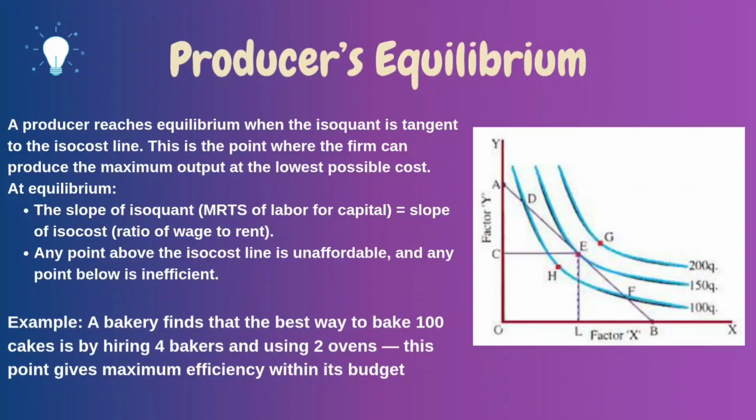At equilibrium, the slope of the isoquant equals the slope of the isocost. Any point above the isocost line is unaffordable and any point below is inefficient. For example, a bakery finds that the best way to bake 100 cakes is by hiring 4 bakers and using 2 ovens. This combination gives maximum efficiency within its budget.